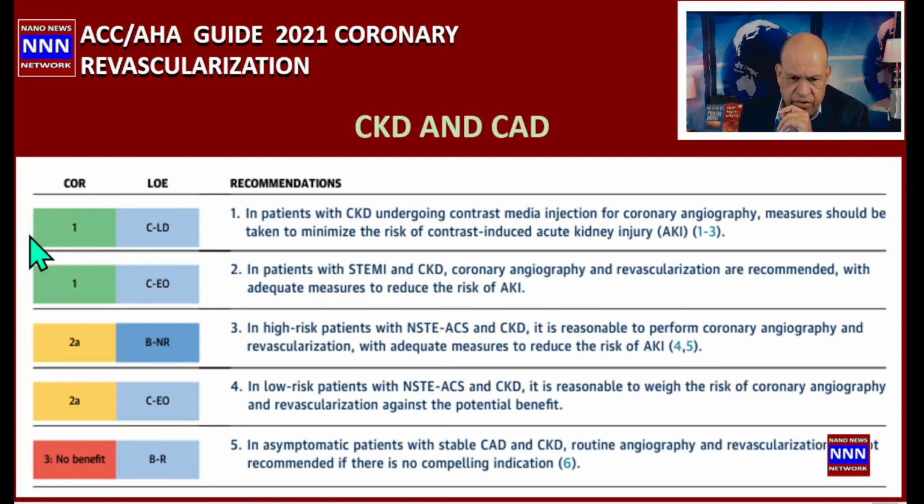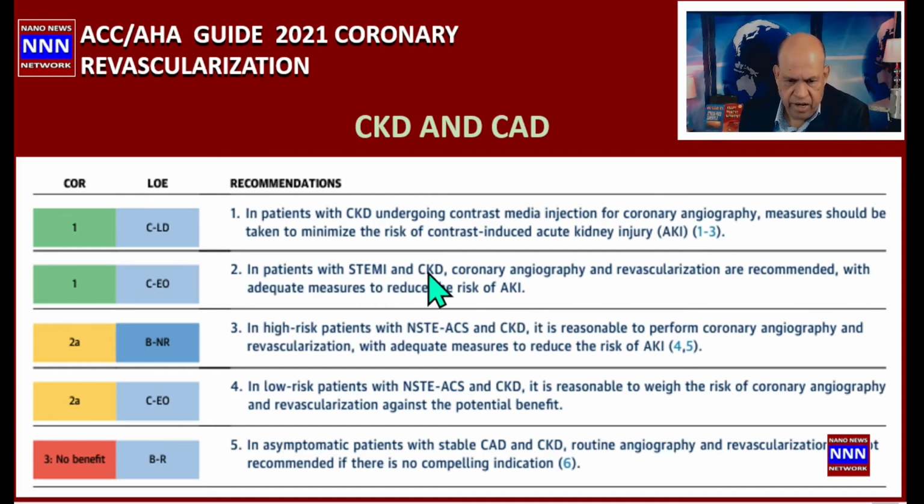Anyway, the Class 1 indication in patients with chronic kidney disease is a patient with CKD undergoing contrast media injection for coronary angiography. Measures should be made. That is, we have to protect their kidneys. We can't just indiscriminately inject. There are times when we have been able to do angiograms with like 50 cc's of contrast, because if that's all you need, unless you're doing an intervention, and especially if they have complex coronary anatomy, then it's better not to do a coronary intervention and give them 200-300 cc's of contrast, which can make their kidney function worse.